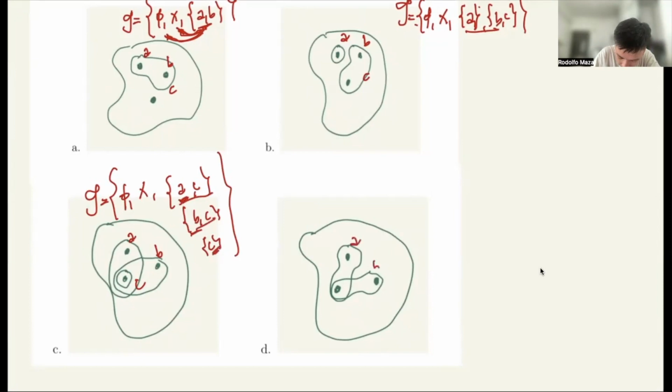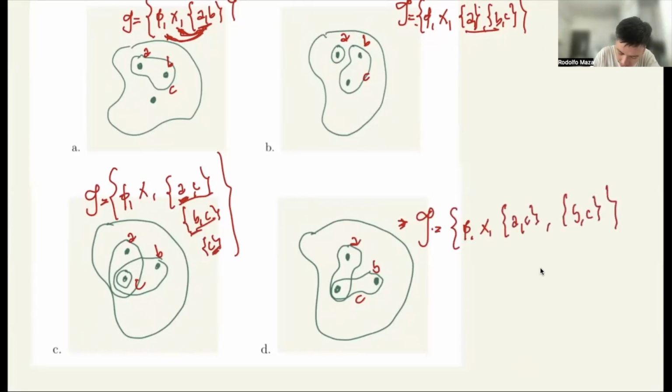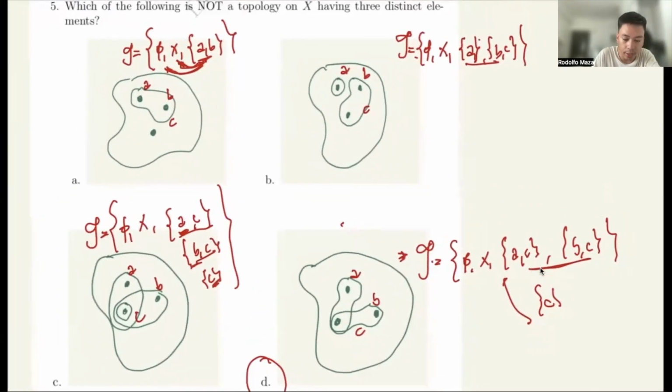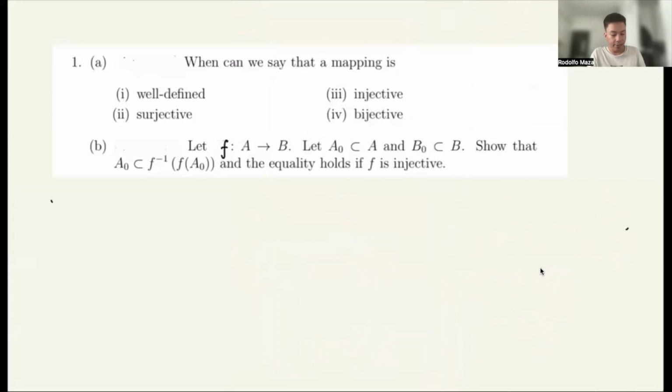Ito naman, A, B, C. So, yung tau mo is empty, the X. Ano pa? We have AC. We have BC. Pero if you take the intersection, dapat C, wala siya dyan. So, therefore, this is not topology. So, the answer is letter D because we're looking for not a topology. Okay, so let's go for test 3.